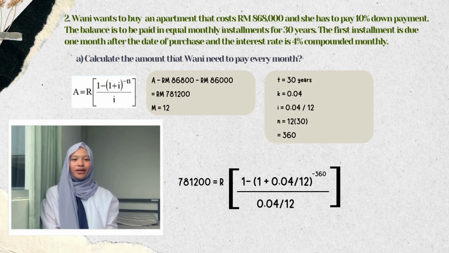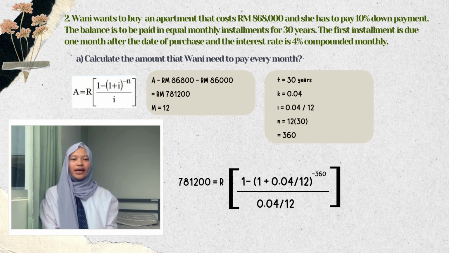Consider the following example of this topic. Wani wants to buy an apartment that costs 868,000 ringgit and she has to pay a 10% down payment. The balance is to be paid in equal monthly installments for 30 years. The first installment is due 1 month after the date of purchase and the interest rate is 4% compounded monthly. So the first question is: calculate the amount that Wani needs to pay every month.